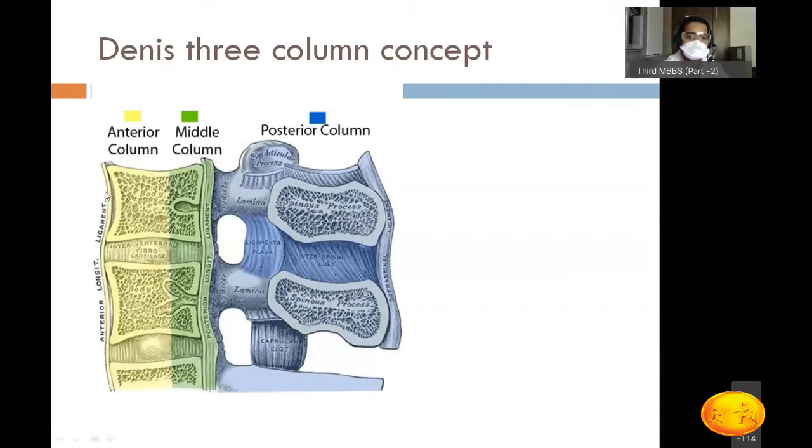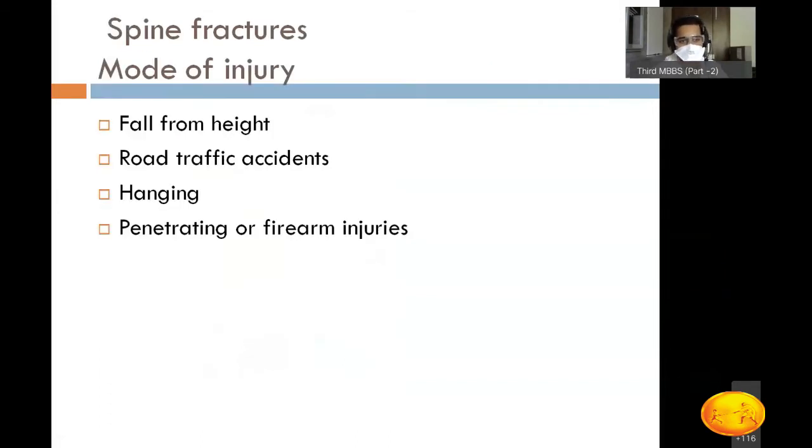The anterior column includes the anterior longitudinal ligament, the anterior half of the vertebral body, and the anterior half of the disc. The middle column is the posterior half of the vertebral body and the posterior longitudinal ligament, and the posterior column is the pedicle, lamina, spinous process, and ligaments associated with it. So the stability of the spine is formed by these three columns, and injury to one or multiple columns is related to the stability or instability of a given injury.